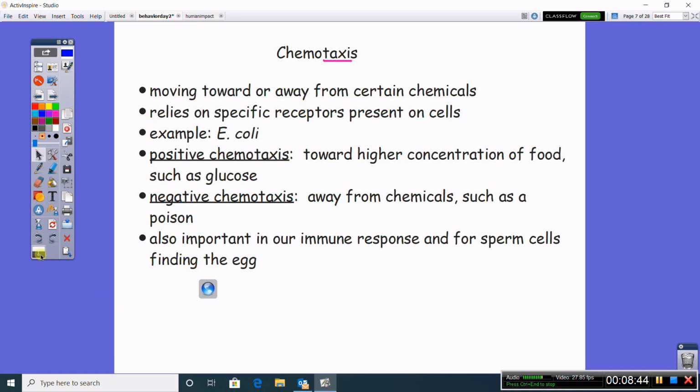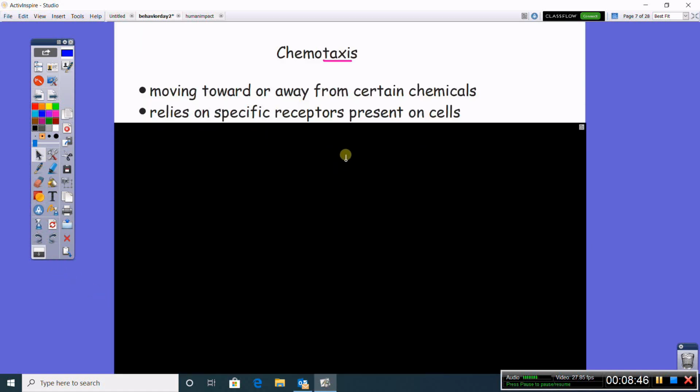All right, let's talk about chemotaxis. So on the last slide, we talked about phototaxis. On this slide, we're talking about chemotaxis. This is a movement toward or away from certain chemicals. And it's going to rely on specific receptors to be present on cells.